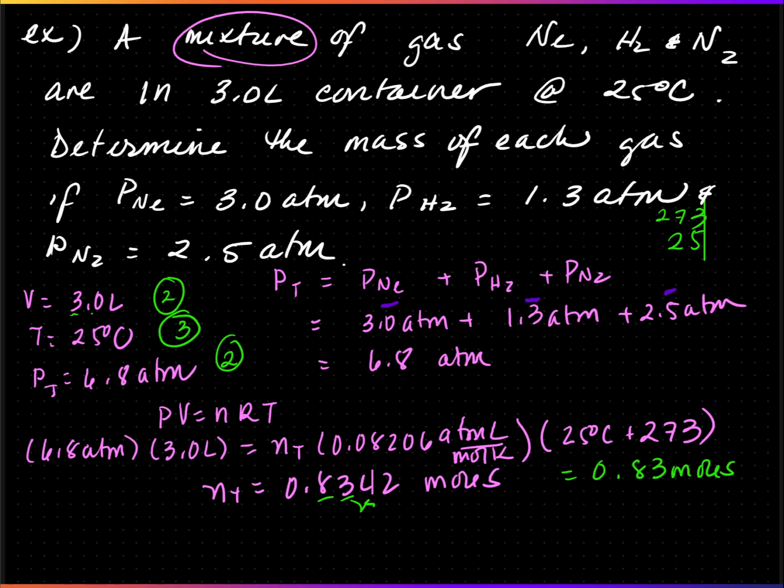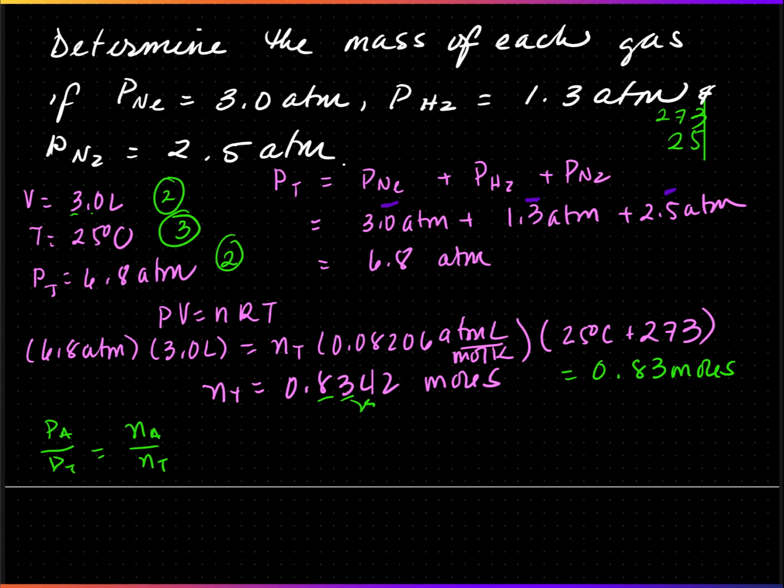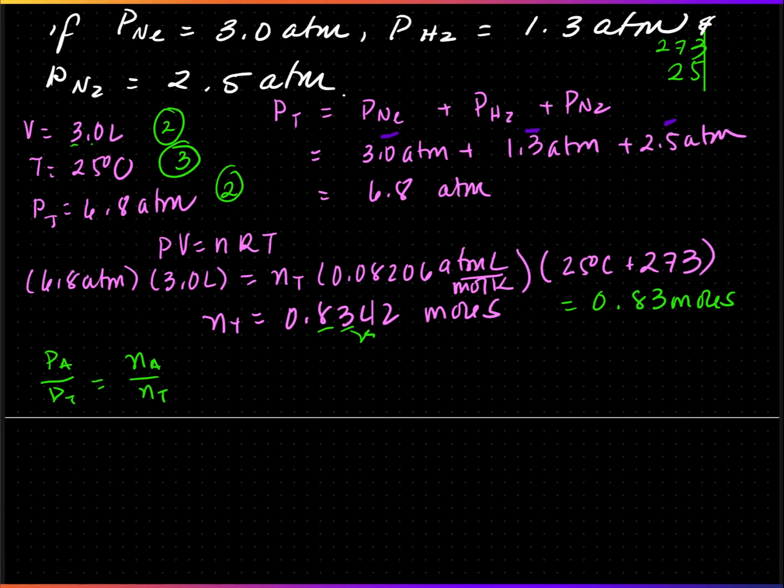At this point, you could plug it into PV equals nRT, but I'm going to use mole fraction. The generic mole fraction formula is PA over P total equals NA over N total. So if we're looking for the first one, which is neon, this is going to be the partial pressure of neon over the total pressure, equal to the moles of neon over the total moles.